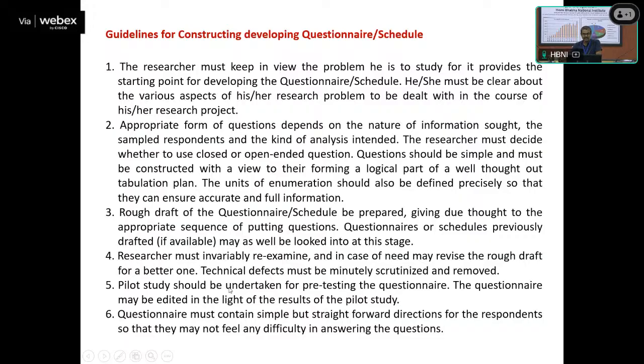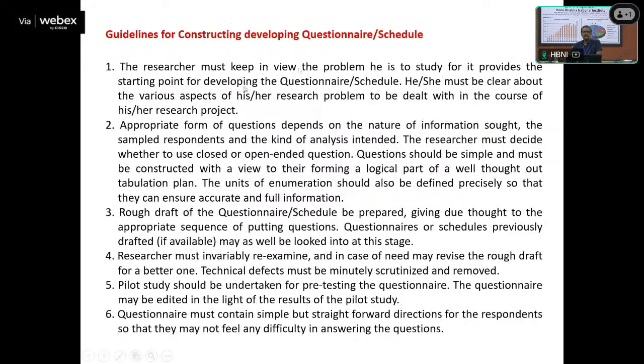A pilot study should be undertaken for pre-testing the questionnaire, as we already discussed. The questionnaire may be edited in the light of the results of the pilot study. So the pilot study forms an important part. The questionnaire must contain simple but straightforward directions for the respondents so that they may not feel any difficulty in answering the questions.